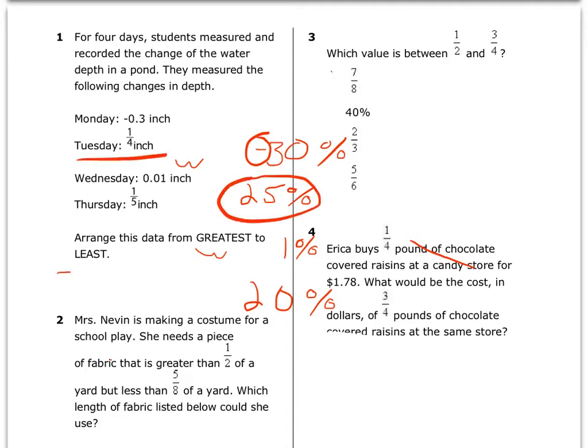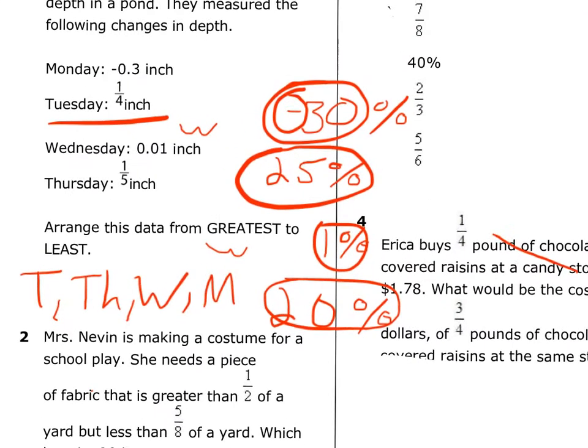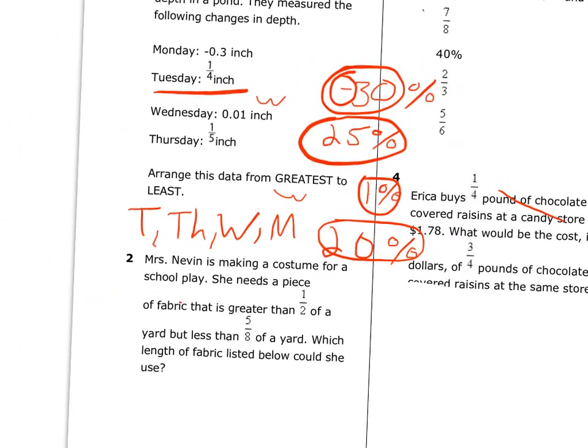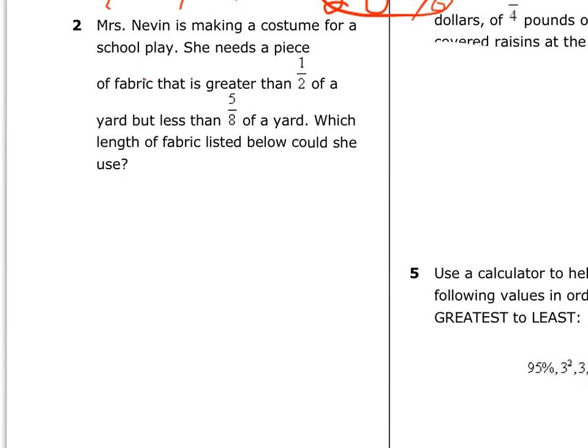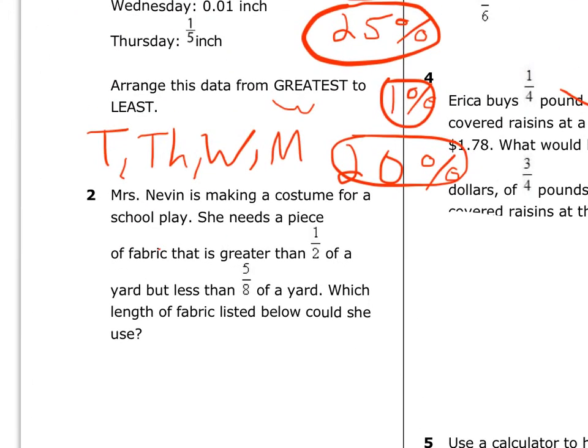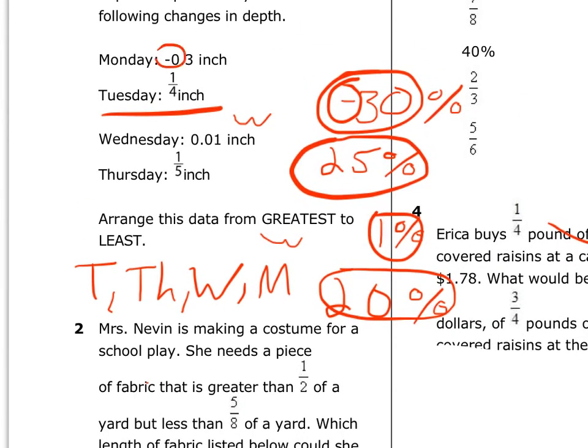Now that was Tuesday. All right. 20% would be the next. That was Thursday. So you put a TH for Thursday. Wednesday was 1%, and then the negative 30% Monday would be the smallest, and that is a Monday. I don't know why it's all jacked up, so when you're watching this video, I'm sorry it's jacked up. Alright. Everybody understand number 1 before we move on? Yeah. Changing percentages, put them in order. Do not forget this negative. Don't forget it. Alright, that'll mess you up.